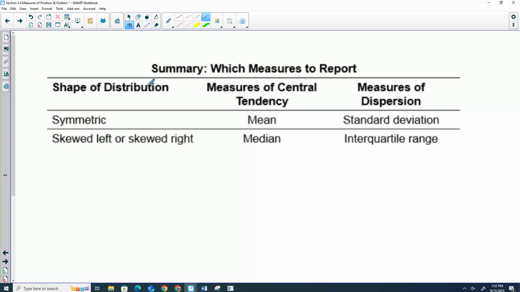So our shape, if it's symmetric, the measure of central tendency, that's the middle, we go with the mean. Measure of dispersion, how spread out we are, we go standard deviation. If our data is skewed, these numbers get changed a lot, so we want to go with the median and interquartile range.